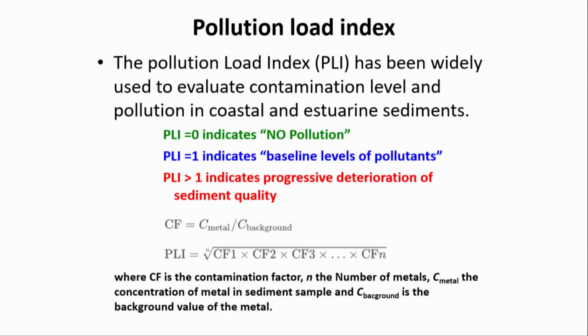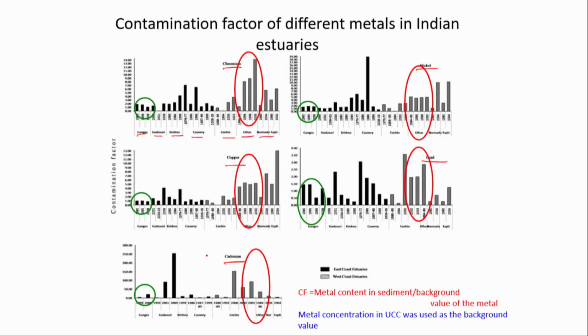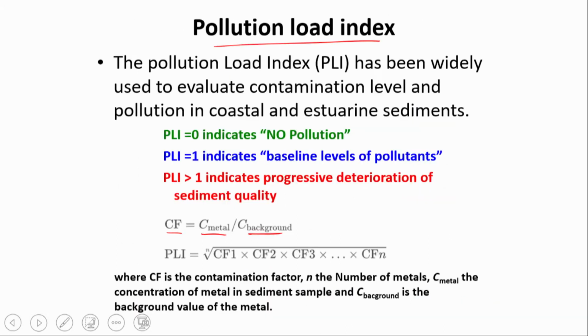But if you want to assess the quality of the sediment holistically, considering all the metals, then we use the pollution load index. Pollution load index, where we calculate the contamination factor for each metal, like the way we have calculated here. So each metal we calculate, and if there are n metals, then CF1, CF2, up to CFn we multiply, and then the nth root of that gives you the pollution load index.